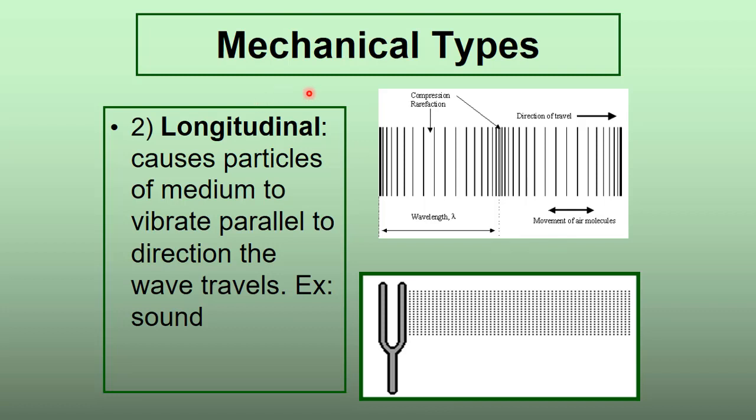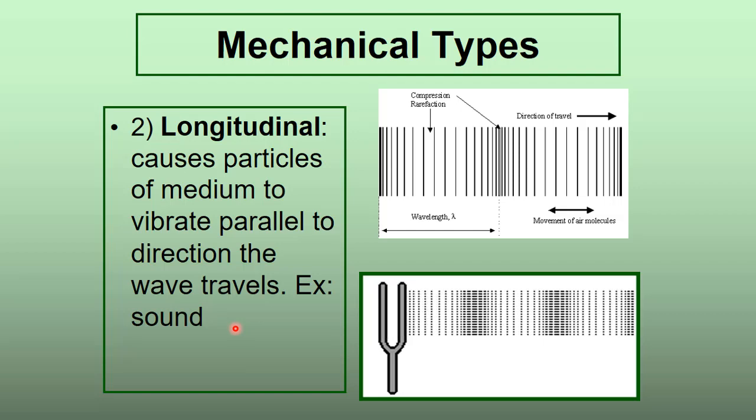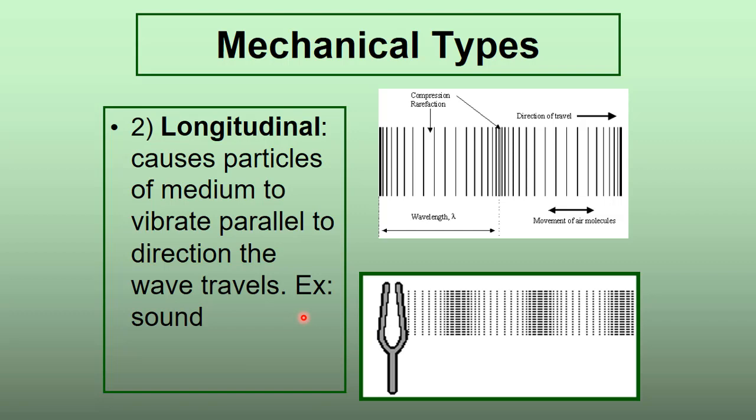The second type of mechanical wave is the longitudinal wave. In the longitudinal wave, the particles of the medium move back and forth along the direction of propagation of the wave. It means in a longitudinal wave, the particles of the medium vibrate parallel to the direction of wave travel. इसमें आपके पास जो particles हैं वो parallel move करते हैं, vibrate करते हैं parallel to the direction of wave travel.